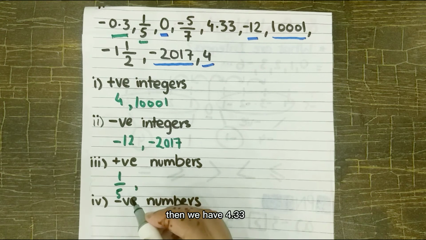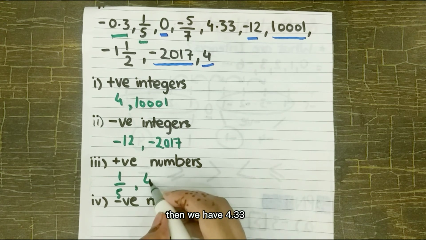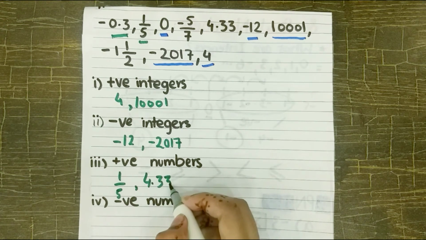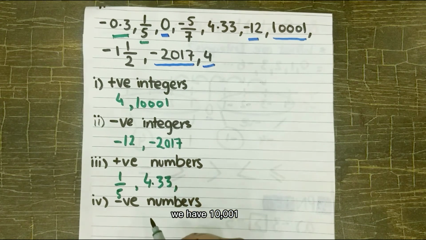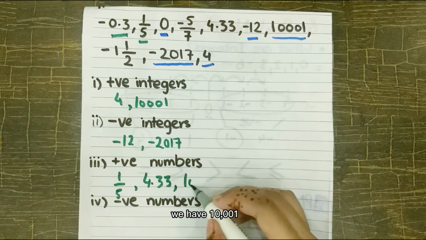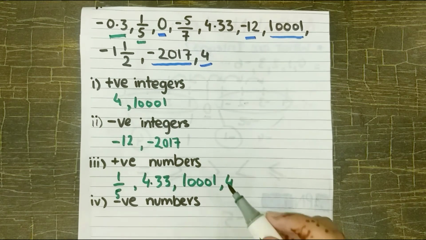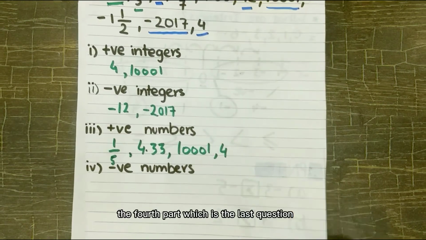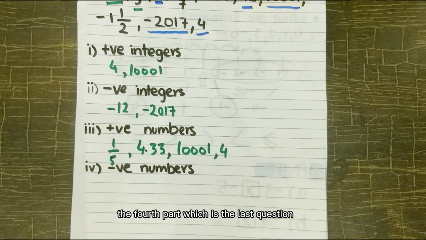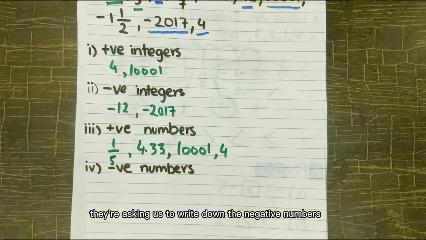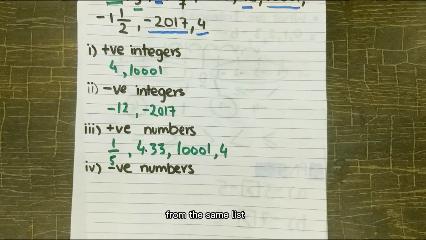Then we have 4.33. We have 10,001. And we have 4. The next part, the fourth part, which is the last question, they're asking us to write down the negative numbers from the same list.